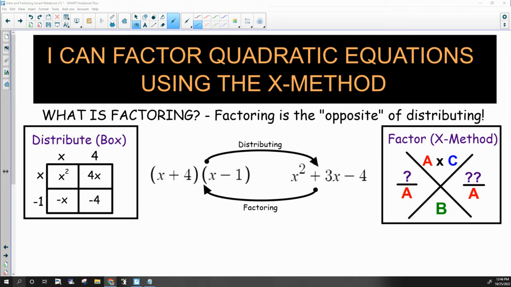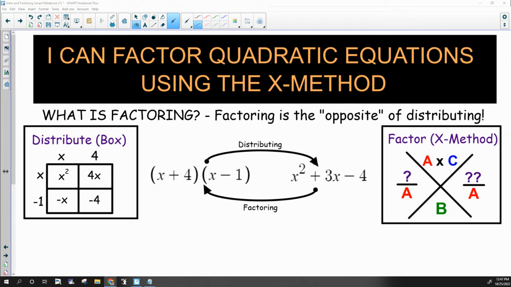polynomials, which a quadratic is a type of polynomial, the only way to solve them is by factoring. You can find solutions when it's factored. You cannot find solutions when it's unfactored. So that's why this skill is super useful, because we learn about polynomials all year, and factoring is the easiest way to solve them.